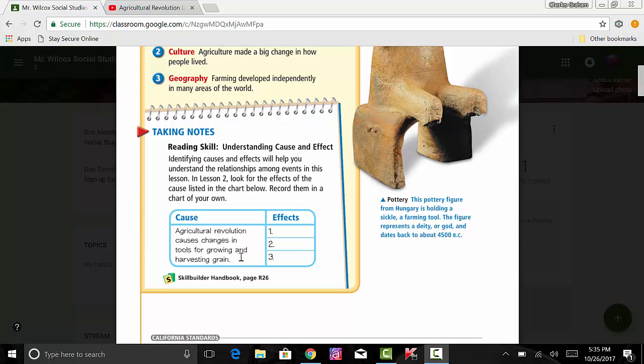So think about it for a moment and realize that before people started growing their own crops and raising their own animals for food, they were out hunting and gathering. So think about the types of tools that you would need in order to hunt, and think about the tools that you would need in order to farm, and how are they different. So what is the cause of the agricultural revolution that created these changes in the tools, and how are people affected by that? How are the changes in tools for growing and harvesting grain affected people?